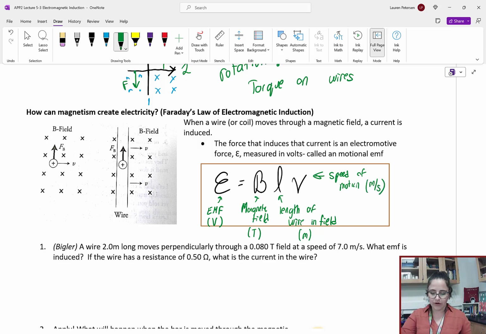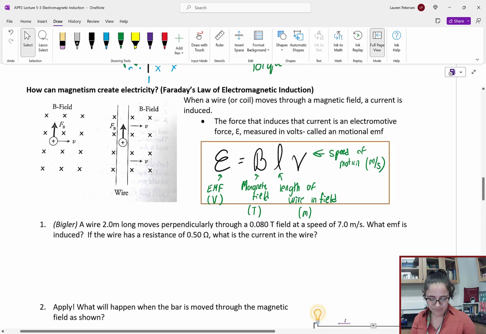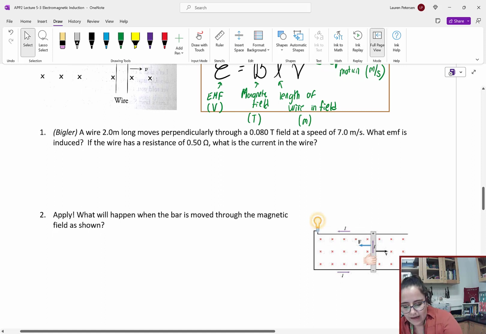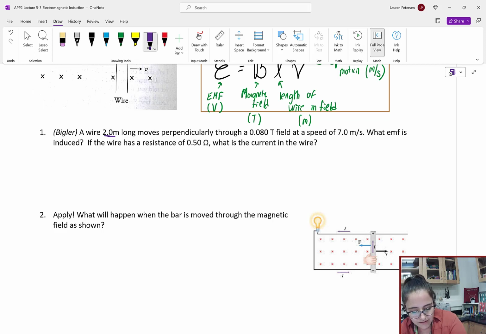So if we move a wire in that magnetic field, we get a potential difference, which causes that current to be induced, which creates its own magnetic field, and so on and so on. So let's look at an example and apply it. We have a 2-meter-long wire that moves perpendicularly through a 0.080 Tesla field at a speed of 7 meters per second. What EMF is induced? And then if the wire has a resistance of 0.5 ohms, what is the current in the wire?